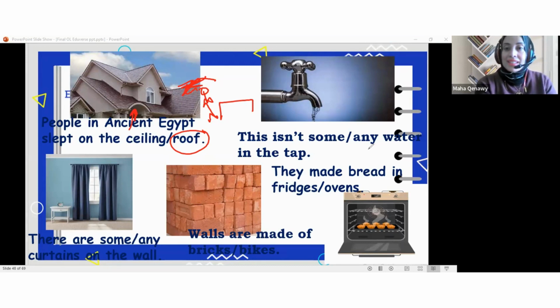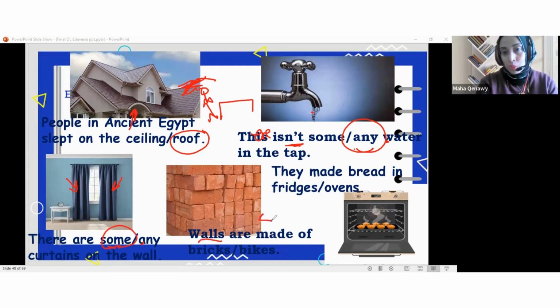There isn't any water in the tap. There is a negative form, so there isn't any water coming from the tap. Can you see these? What are these, my friends? They are blue, navy blue curtains. There are some curtains on the wall. Yes, curtain on the wall, picture on the wall, lamp on the wall, on the ceiling.